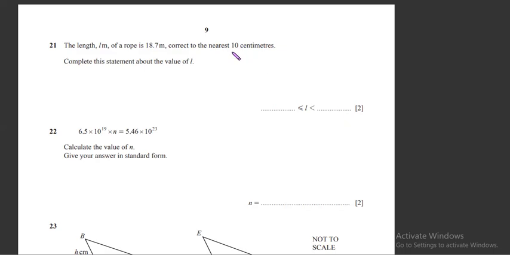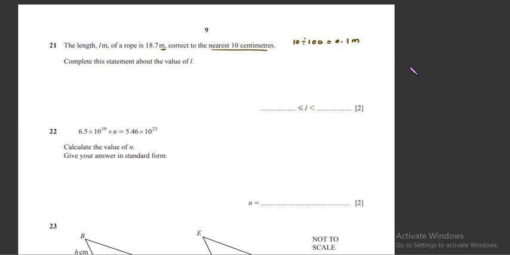To find that, now it clearly states that it has been rounded to the nearest 10 centimeters, which means first what I'm going to do is I'm going to convert 10 centimeters to meters, because this amount 18.7 is given in meters, and this L that is represented here is also in meters. So I need to convert this 10 centimeters into meters. So to convert centimeters to meters, I need to divide it by 100. So when I divide this 10 by 100, I end up getting 0.1 meters. So we need to write our answer correct to 0.1 meter.